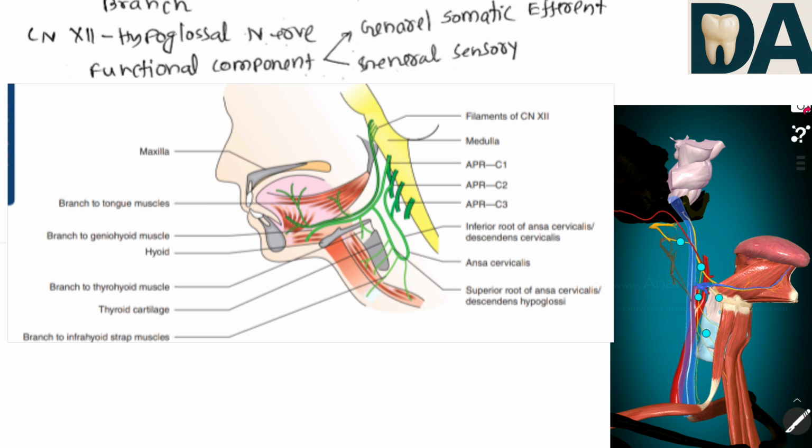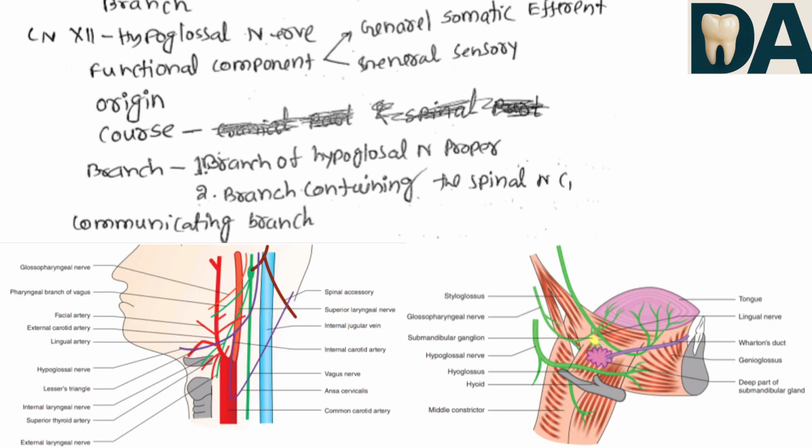Course: after exiting the cranium, the nerve descends vertically between the internal carotid artery and the internal jugular vein till it reaches the angle of the mandible. The hypoglossal nerve is interrelated with the glossopharyngeal, vagus and accessory nerves. At this level, it lies deep to the posterior belly of the digastric muscle and runs across the internal and external carotid arteries, and the prominent loop formed by the lingual artery, to enter the submandibular region.